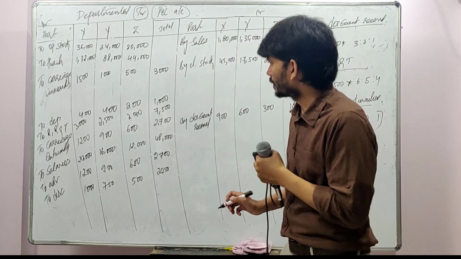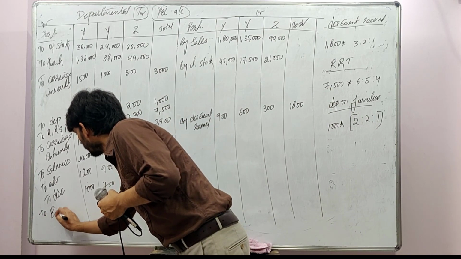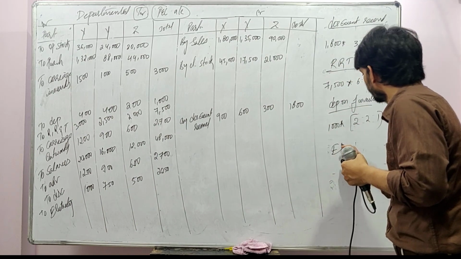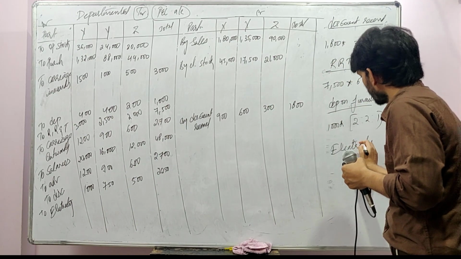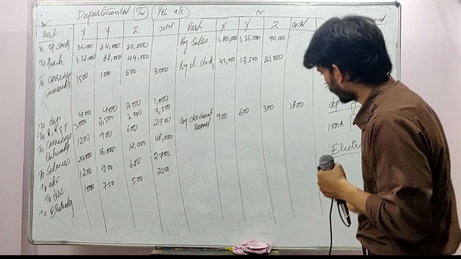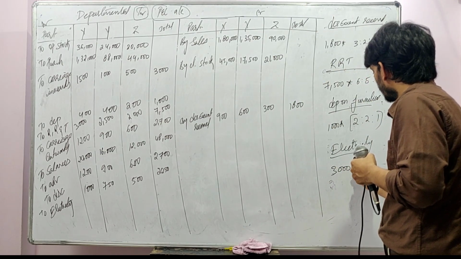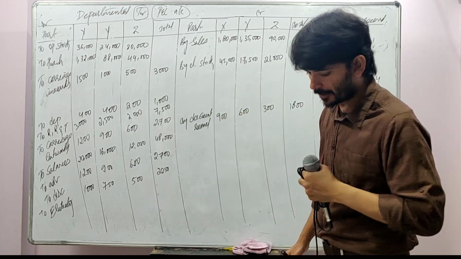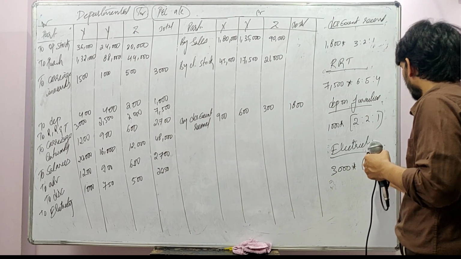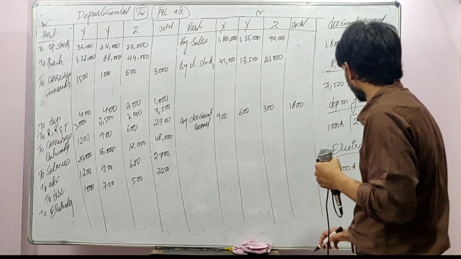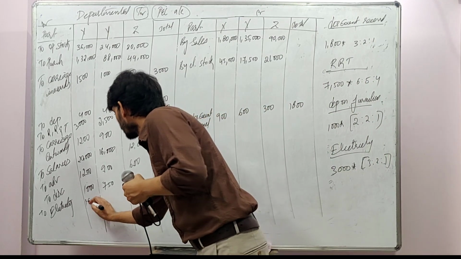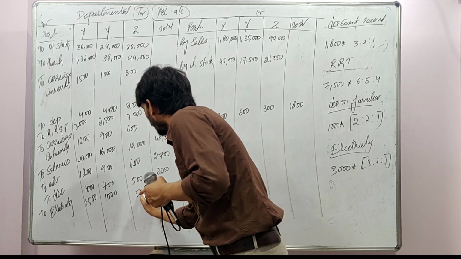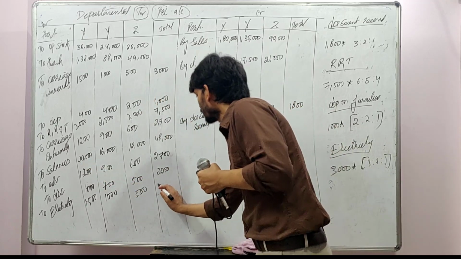Electricity expenses 3000. What is the electricity expenses? 3000. What is the basis? Out of all, one point is there. Electricity consumed by each department 321. So 5, 6 हो जाता. 6 half 1500. 1000. 500. 1500. Yes, 3000.